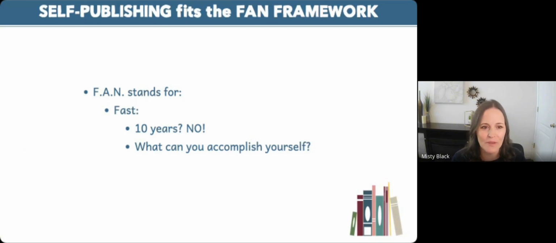I bet it's more than one. When you get started, the ideas keep flowing, and it's addicting, and it's so much fun to make books. So think what you can accomplish yourself if you remove those roadblocks, and think about all of those books that you want to publish, because all of that is possible.